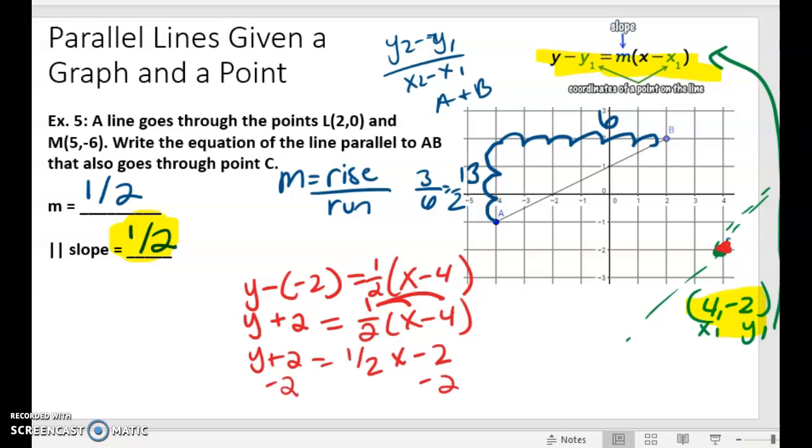Subtract 2 from the left. I have to do the same thing on the right. So y equals 1/2 x minus 4. So again, notice that the slope of my new line, my answer, and the slope of the original are all the same, and that's what makes a parallel line.